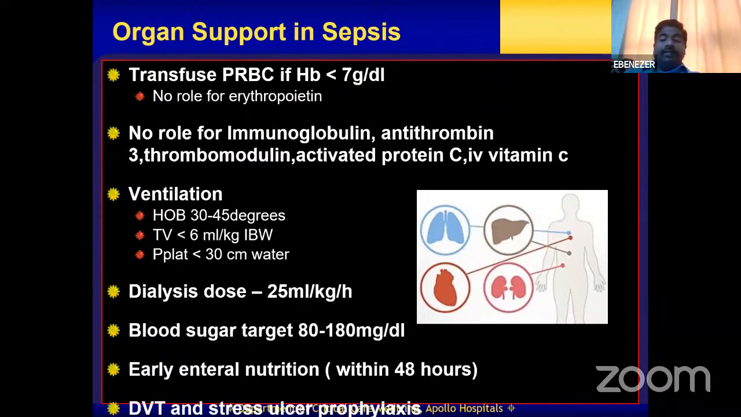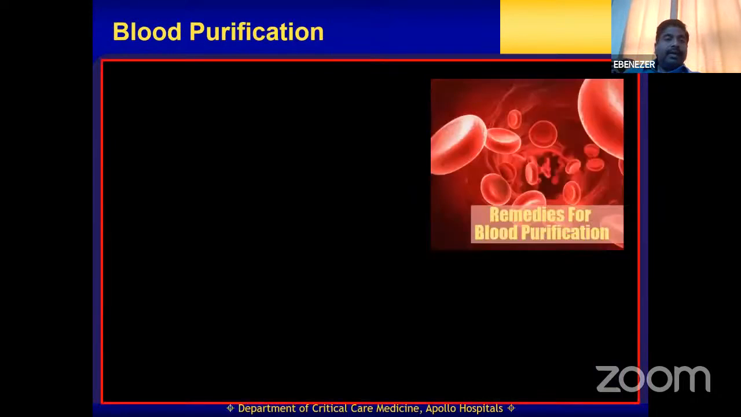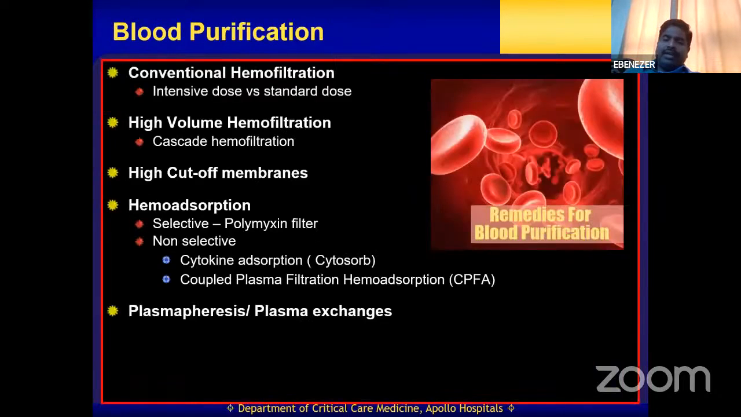Okay. And DVT and stress ulcer prophylaxis. Stress ulcer prophylaxis is advocated. And when it comes to DVT, pharmacoprophylaxis is more than enough. Low molecular weight heparin is preferred over unfractionated heparin. At the same time, there is no need to combine mechanical prophylaxis with pharmacoprophylaxis. Okay, only pharmacoprophylaxis is more than enough in these patients. Okay, remember that. And a lot of blood purification techniques are there.